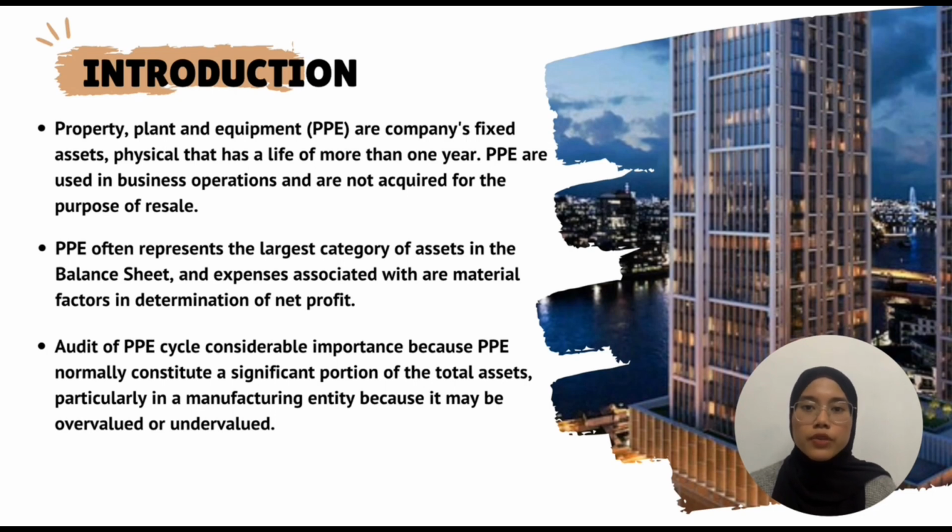Yet, PPE often represents the largest category of assets in the balance sheet, and expenses associated with it are a material factor in the determination of net profit. Adjustment is required to ensure that management recognizes PPE in accordance with the standards established by the authority. Lastly, the audit of the PPE cycle is considered important because PPE normally constitutes a significant portion of total assets, particularly in manufacturing activity, because it may be overvalued or undervalued. Therefore, we need to properly audit the PPE so that the company cannot manipulate the information required by the consumer.